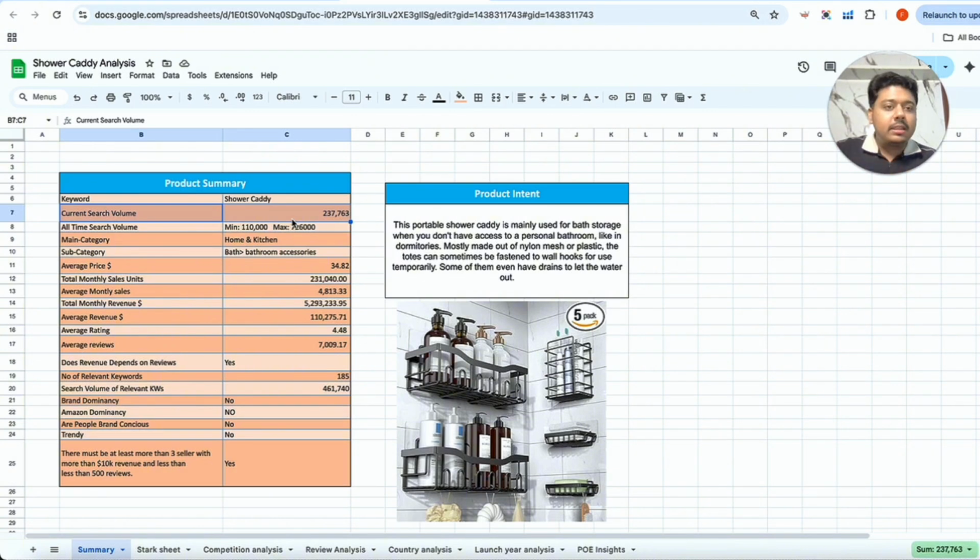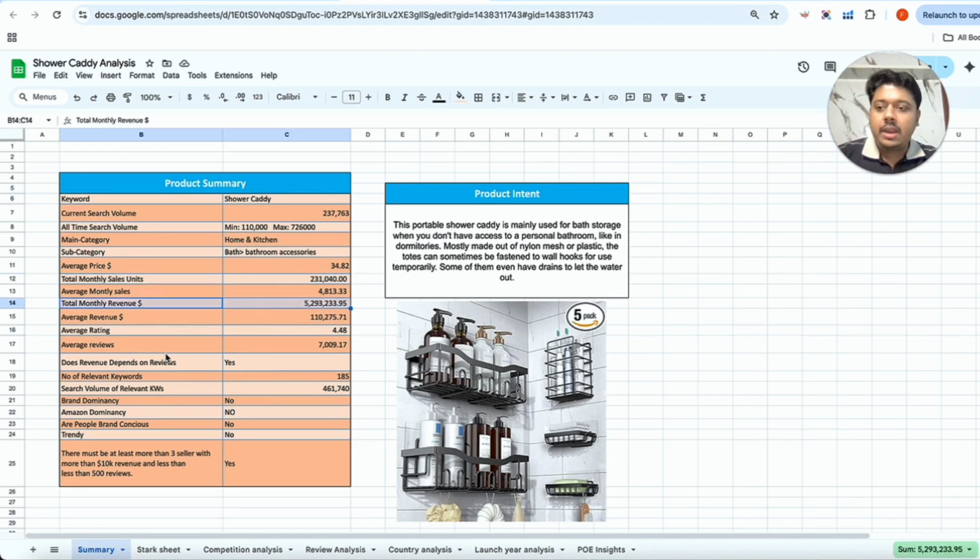Currently 2,37,000 people are searching for this product, and if we go through the search volume history, we see that the minimum it went to was 1,10,000. So it is a forever product, not something that went down to 1,000 or 10,000. And the max it went to was 7,26,000. This is our main category, and this is going to be our subcategory. Our average price is $34, and total monthly sales are around 2,31,000 units. This is our market cap, you can say, which we are going to enter.